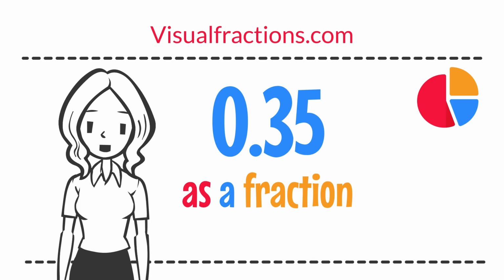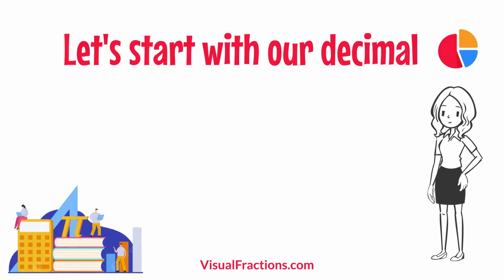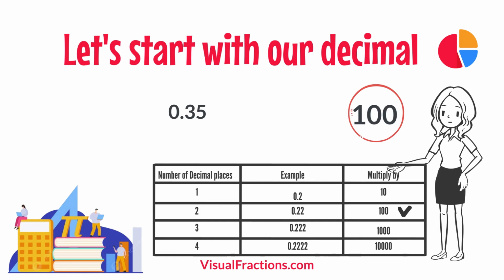Welcome to Visual Fractions. Today, we're diving into how to convert the decimal 0.35 into a fraction. Let's start with our decimal, 0.35. Notice there are two digits to the right of the decimal. This places it in the hundredths position.